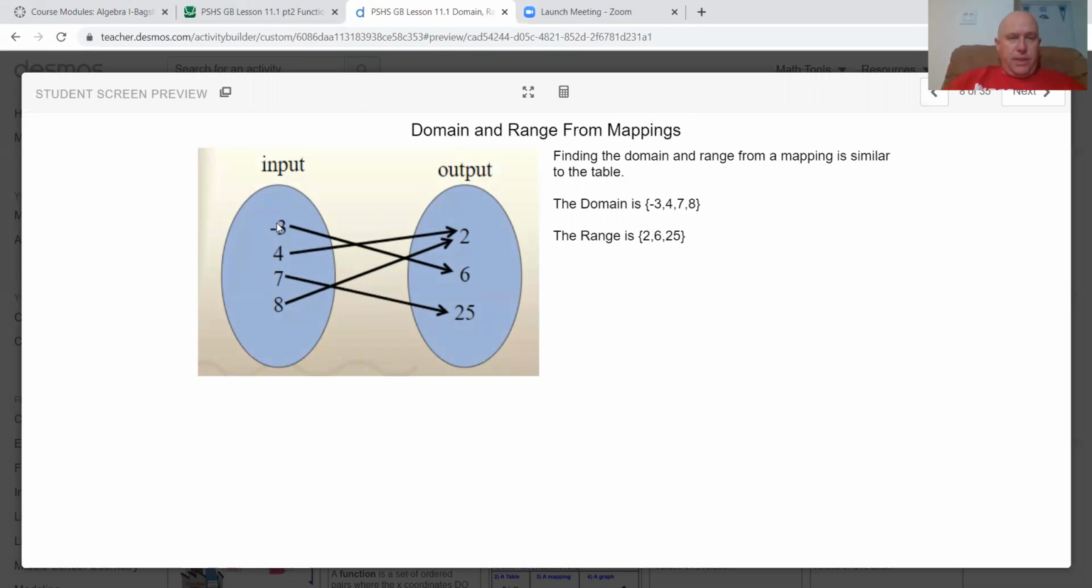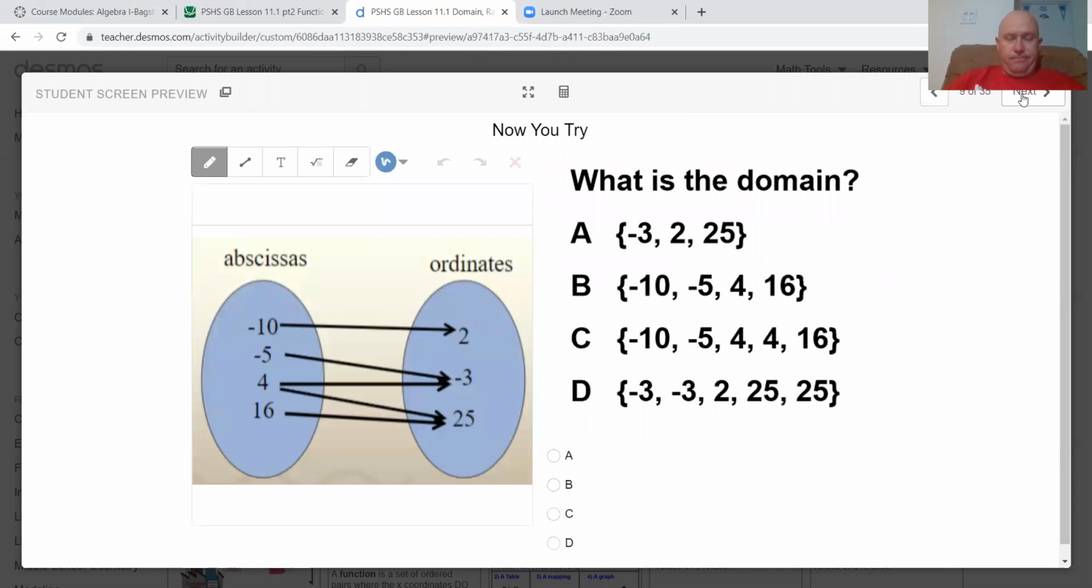The other one is the mappings. So same thing, smallest to biggest, smallest to biggest. And then from here, you can just read off which values are. So anything that has an arrow coming from it, that would be part of our inputs or our domain. So negative 3, 4, 7, and 8. And our range, even though there's two numbers that go to the two, we only count it one time, so 2, 6, and 25. So equally very easy to be able to do for that as well. And then there's a question that you can practice on here just to make sure that you understand what the term domain means, and also some of those little subtleties that we just talked about.